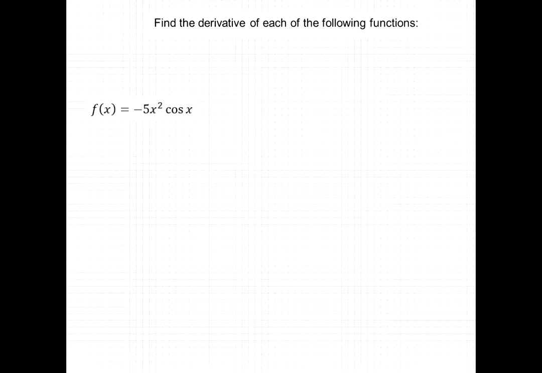In this video, I'd like to apply the product rule for derivatives. We'll take the derivative of a few functions. Now, before we get started, let's just review what is the product rule.